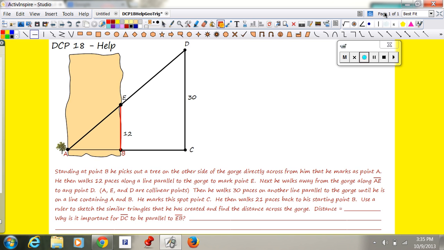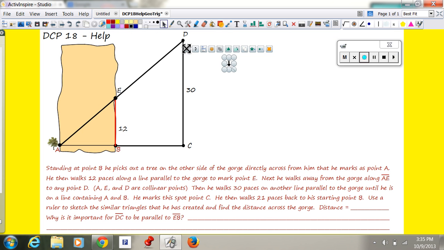You have some parallel lines. This line is going to be parallel to this line because it's parallel to the gorge. They're both parallel to the gorge, so they have to be parallel to each other. And now you have some similar triangles. You've got this little triangle similar to this big triangle.